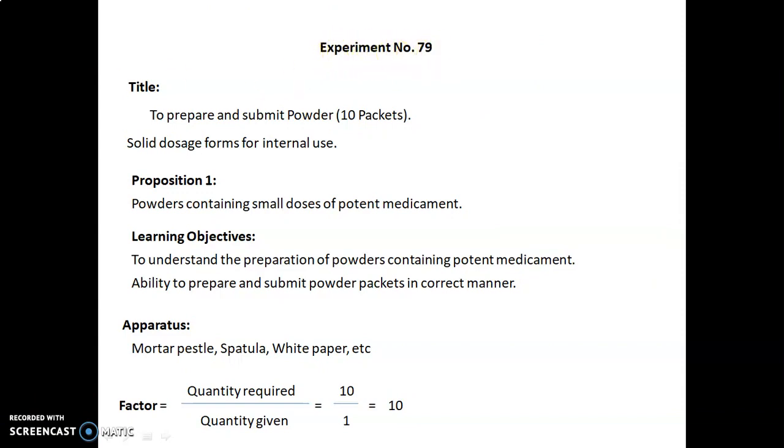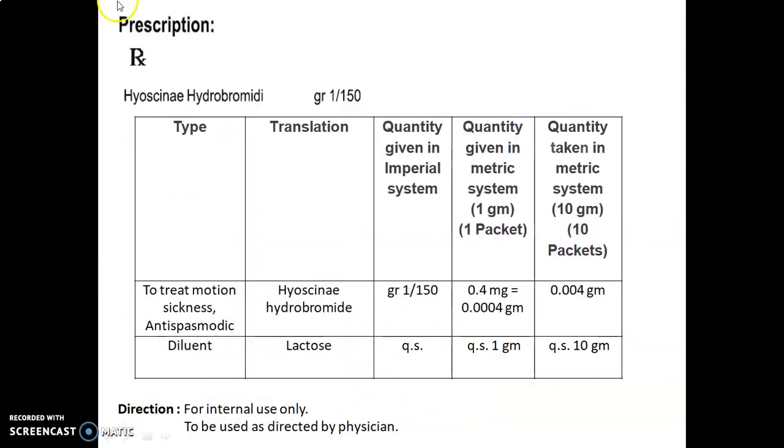Experiment number 79. The title of this experiment is to prepare and submit the powder, 10 packets. In this we are going to study the solid dosage forms for internal use. Proposition 1: powders containing small doses of potent medicament. Learning objectives are to understand the preparation of powders containing potent medicament and the ability to prepare and submit the powder packets in the correct manner. Apparatus required are mortar, pestle, spatula, white paper, etc.